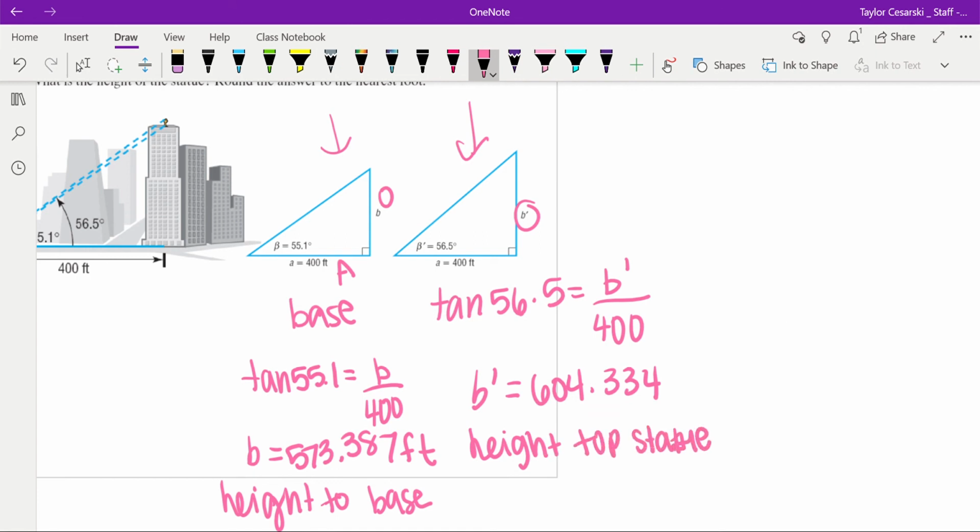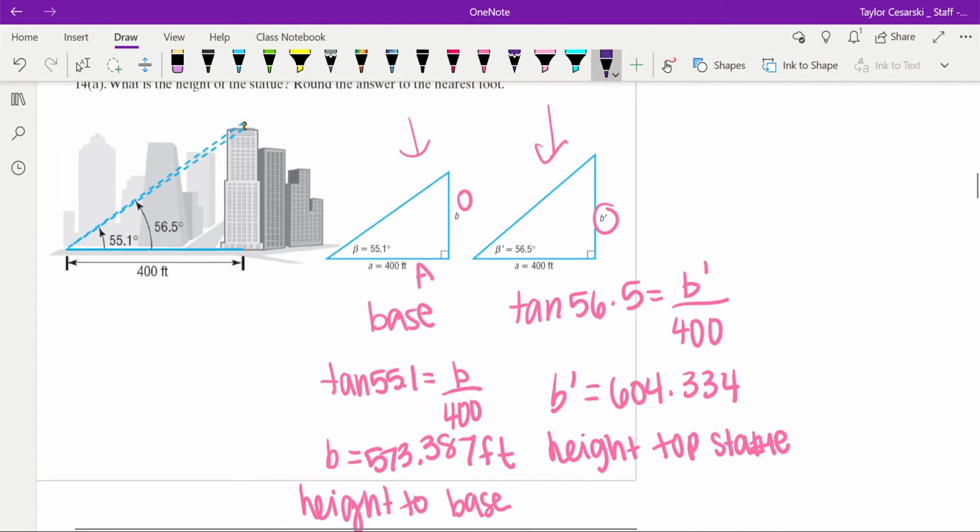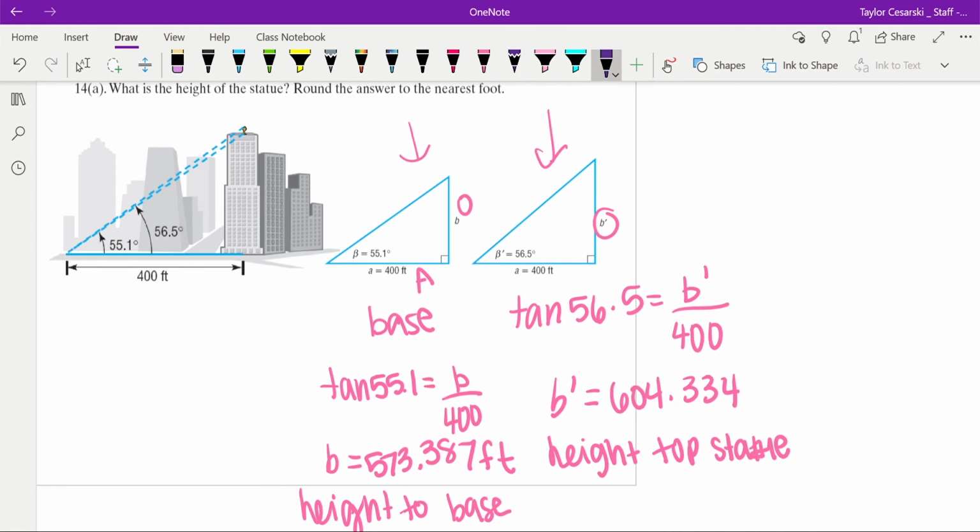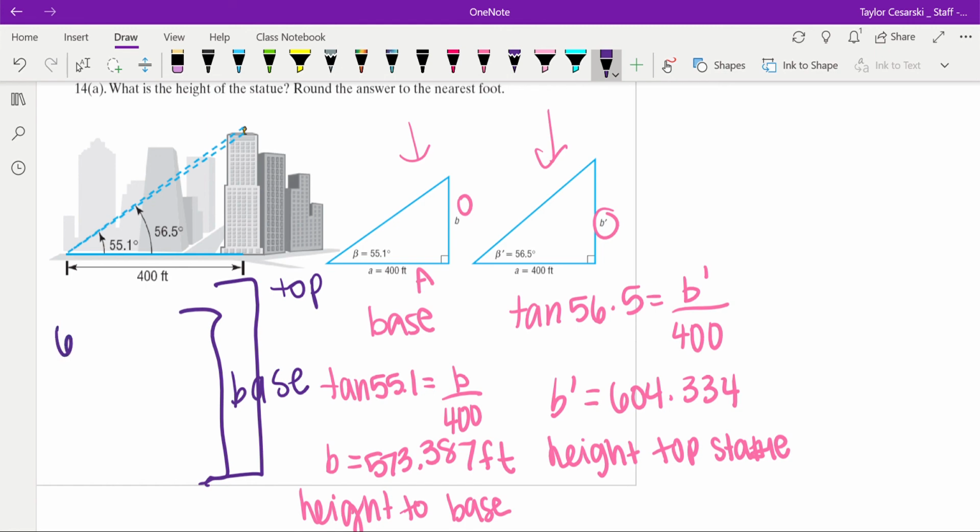And that got a little messed up, but it's okay. So the question asks here, what is the height of the statue? That's going to be from the top, which is 604, and then we have to the base, which is 573. So all we're going to do is subtract those two numbers.